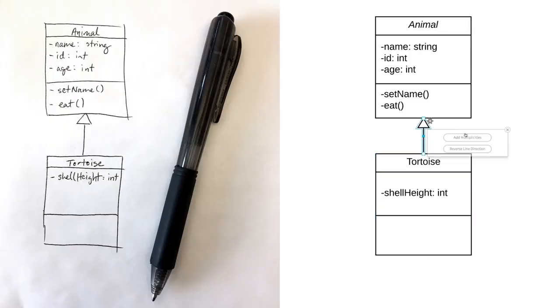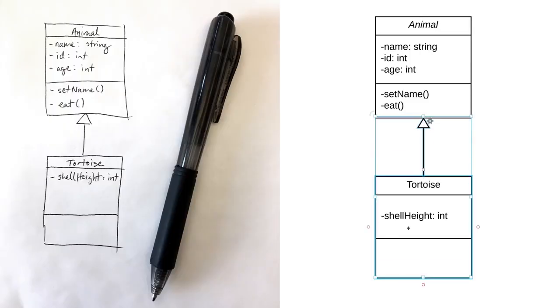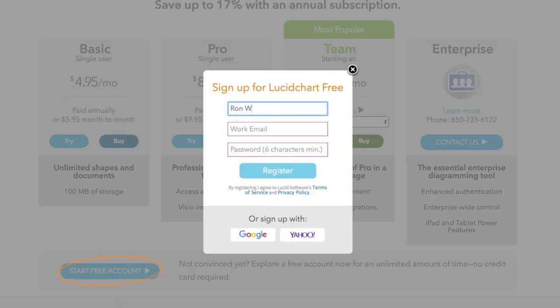So you may have noticed that I'm using diagramming software to create these UML class diagrams. The same principles apply if you're using pen and paper, but diagramming software makes it much easier. The diagramming software I'm using today is Lucidchart, and you can sign up for free by clicking on the link at the top right. All it takes is an email address, and then you'll be able to follow along as we make these class diagrams.